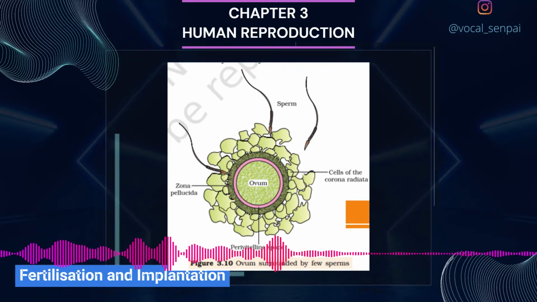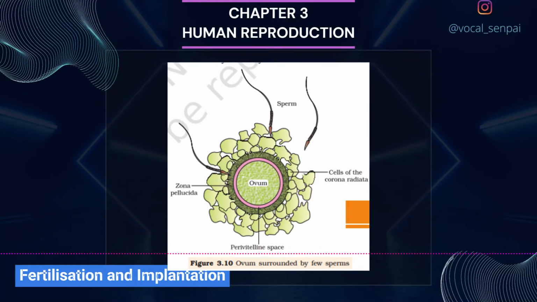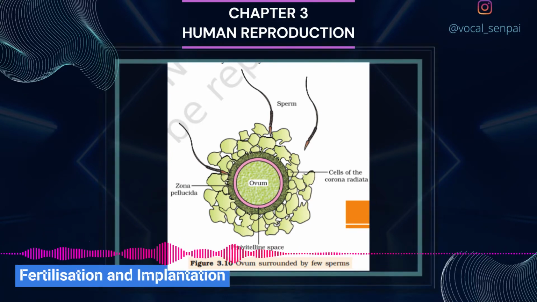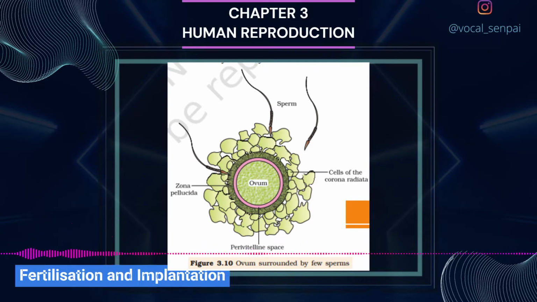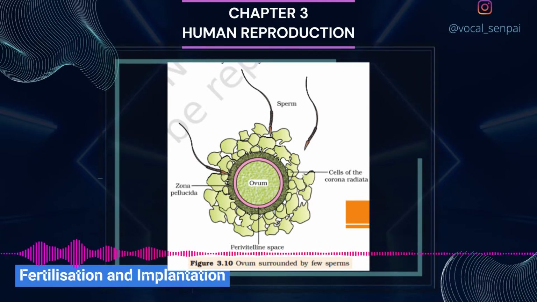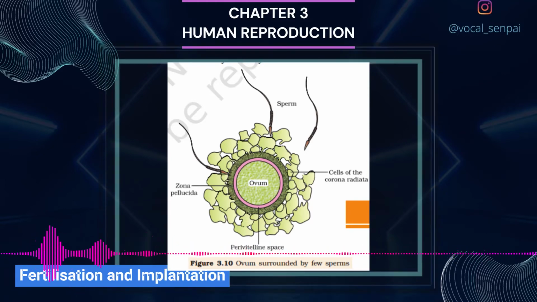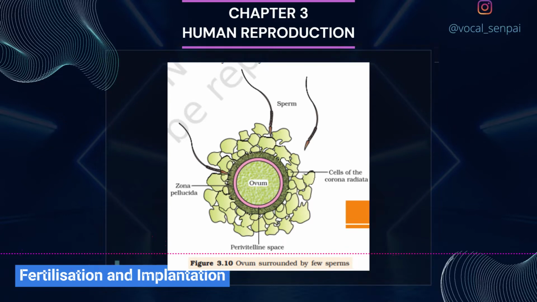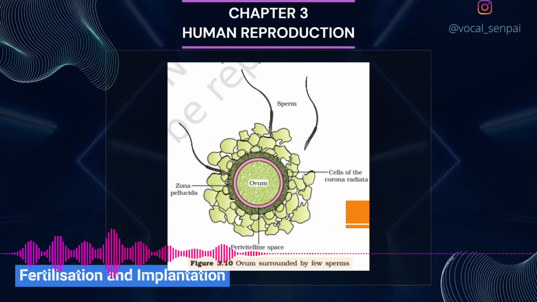This is the reason why not all copulations lead to fertilization and pregnancy. The process of fusion of a sperm with an ovum is called fertilization. During fertilization, a sperm comes in contact with the zona pellucida layer of the ovum, figure 3.10, and induces changes in the membrane that block the entry of additional sperms. Thus, it ensures that only one sperm can fertilize an ovum.